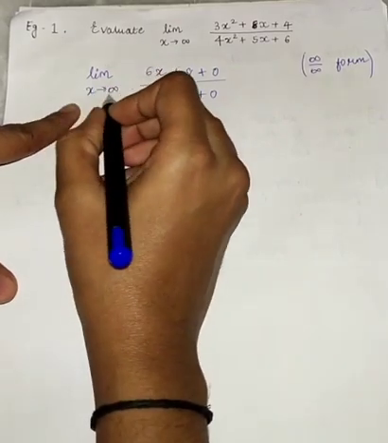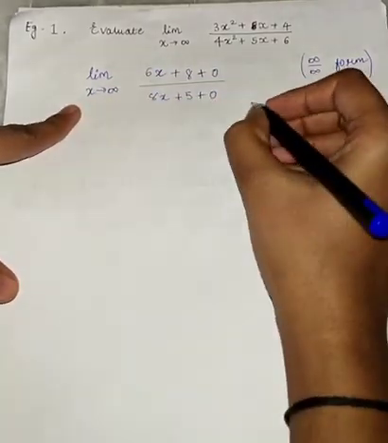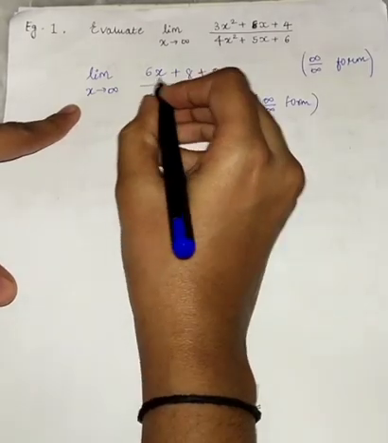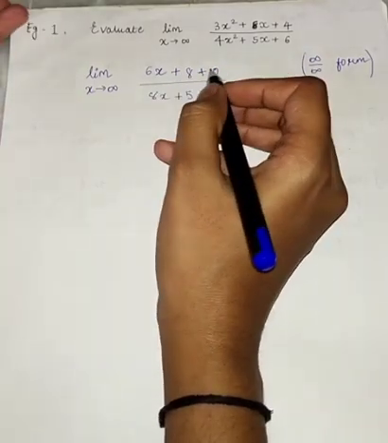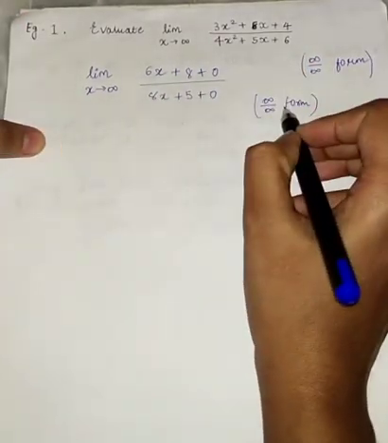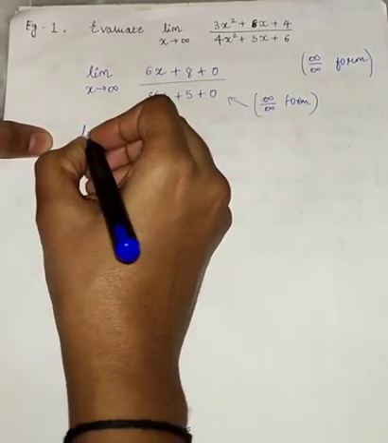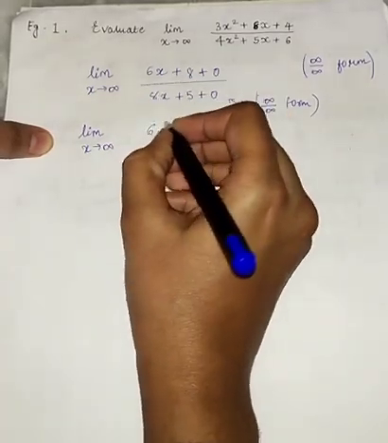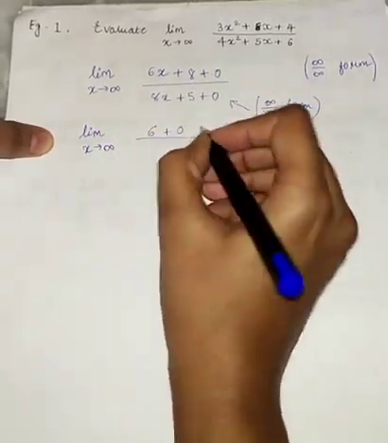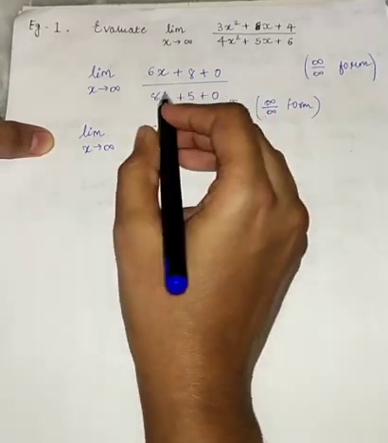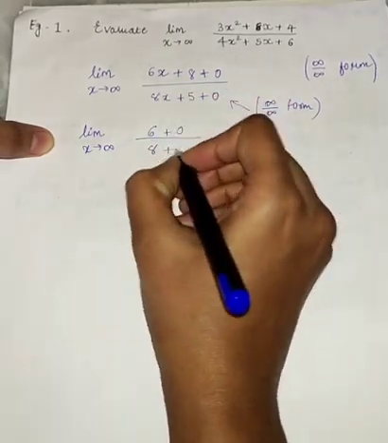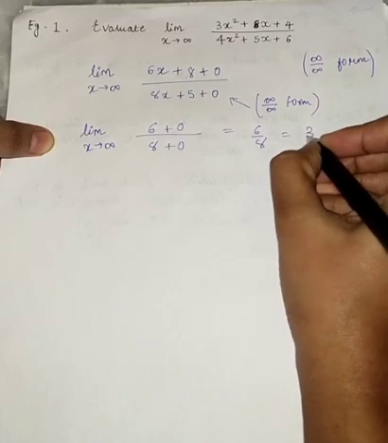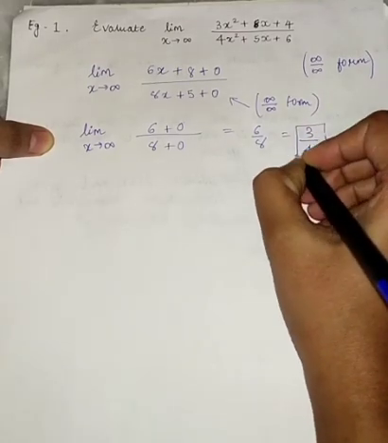Again, if we substitute this limit in this equation, then we again get infinity by infinity form, because infinity into infinity plus anything is infinity. Similarly here, so we get infinity by infinity form. So we again differentiate the above equation, then we get 6 plus differentiation of 8 is 0, and similarly in the denominator differentiation of 8x is 8 plus 0, that is, we get finite value 6 by 8, that is 3 by 4. So 3 by 4 is our answer.